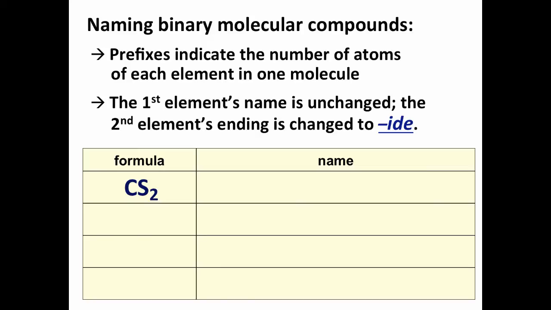CS2, you would identify as molecular because carbon and sulfur are both non-metallic elements. And then the prefix for one carbon would be mono, but often that's left off. The prefix for two for the sulfur would be di, and we change the sulfur to sulfide. So we could say monocarbon disulfide, but typically we leave off the mono, especially on the first element, and so we would say carbon disulfide.